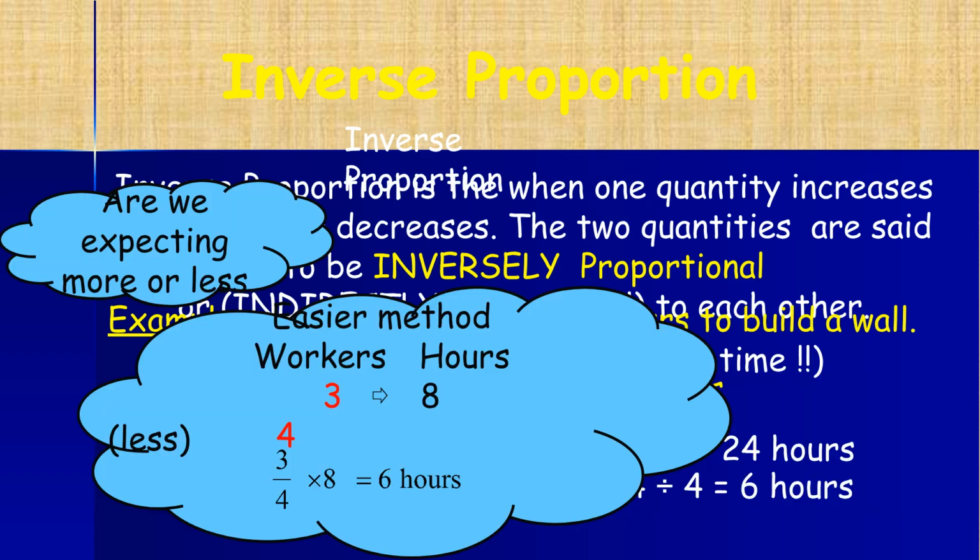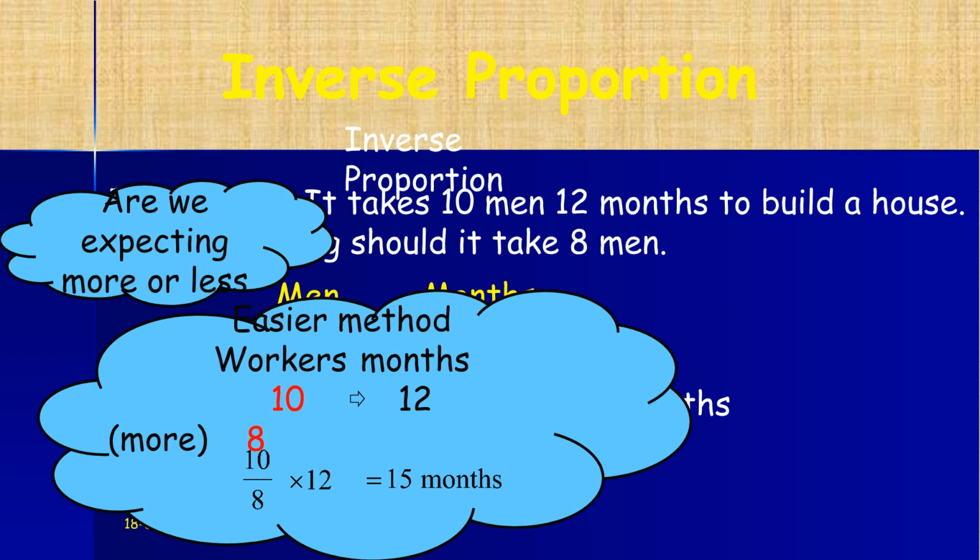Here's an example. If 3 men take 8 hours to build a wall, how long will 4 men take? Since there are more workers, we expect less time. Using the easier method, the calculation shows it will take 6 hours. Another inverse proportion example. 10 men take 12 months to build a house. How long for 8 men? With fewer men, we expect more time. The calculation shows that 8 men will take 15 months to build the house.